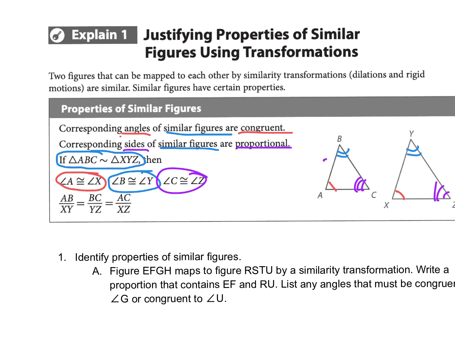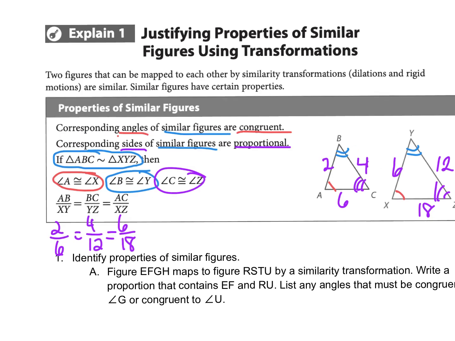So for instance, if I had 2, 4, 6 here, and then I might have 6, 12, 18. Each one of those fractions, 2 over 6, 4 over 12, 6 over 18, they're all equal, the proportion between those sides.